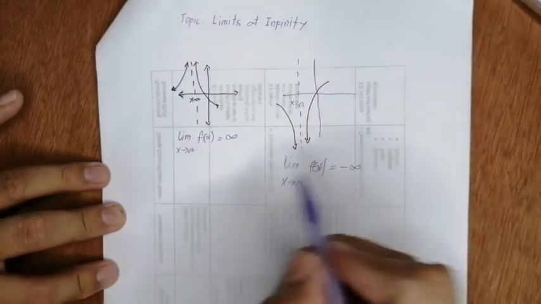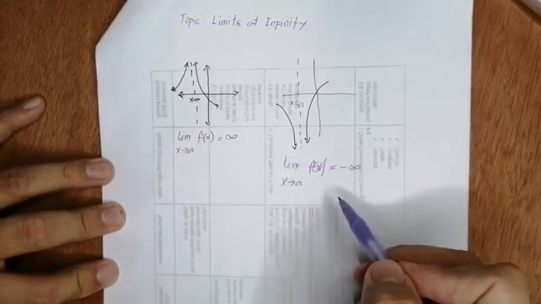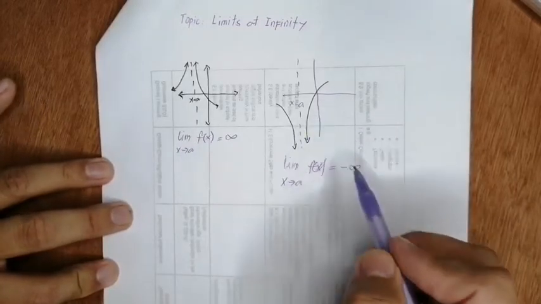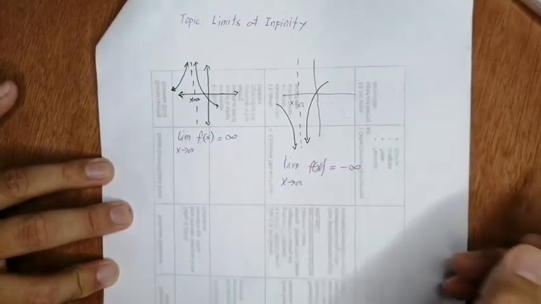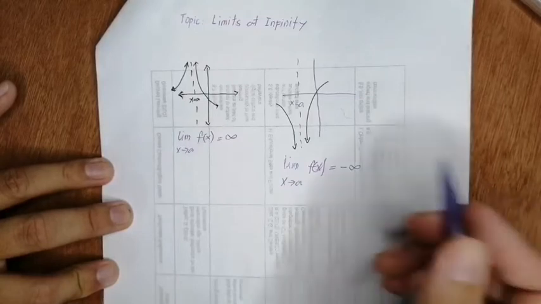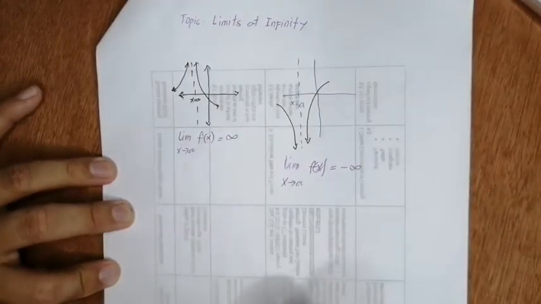Okay, pero usually ito yung ginagamit na notation. Okay, so as x approaches a, instead na isusulat natin na approaches negative infinity or approaches positive infinity, we can just write the symbol. So negative infinity or positive infinity.